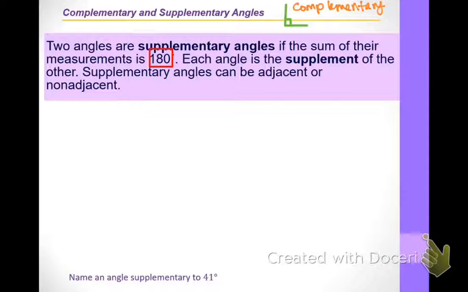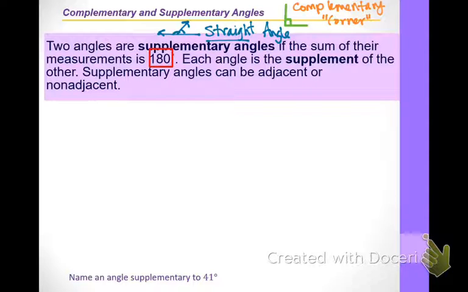All right, so complementary looks like a corner. Supplementary, I want you to write, because supplementary will end up looking like a straight angle. Or you could just say straight. Complementary, corner. Supplementary, straight. So what do you notice about those 2 things? They're different. CC: complementary, corner. Supplementary, straight.